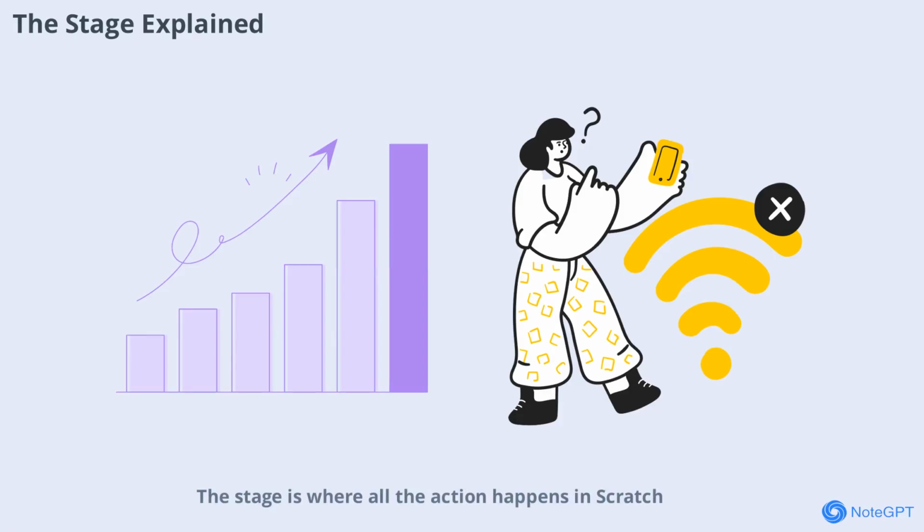The stage is where all the action happens in Scratch. Think of it as your project's theater where sprites perform and interact. You can change the background, add effects, and set the scene for your story or game. The stage helps you visualize your project and see how your code brings everything to life. Experimenting with different backgrounds and settings can make your projects more engaging and fun. The stage is your creative canvas, so let your imagination run wild.